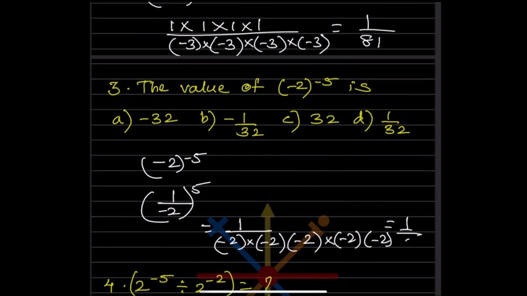But now here what you can see, this negative signs 1, 2, 3, 4 and 5. So this is a 5, which means that is an odd number. So it is going to be minus over here. So we can also write this one as minus 1 by 32, and this is the B option.